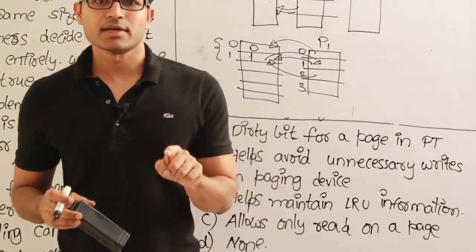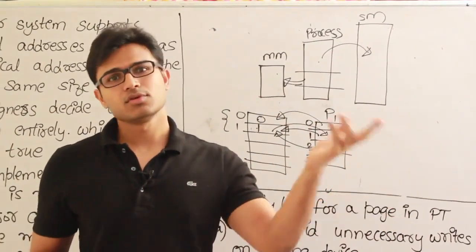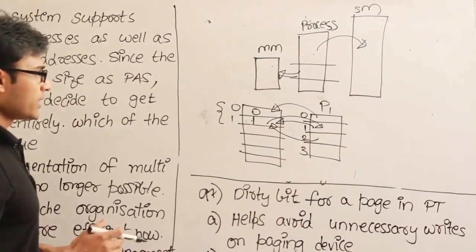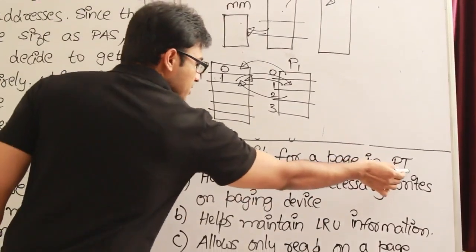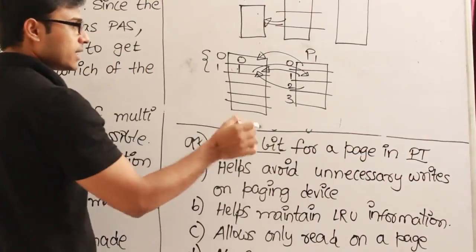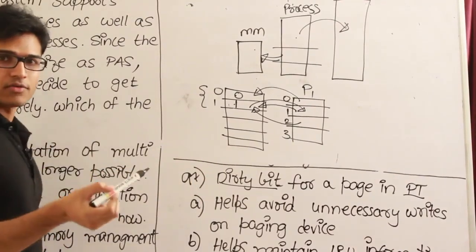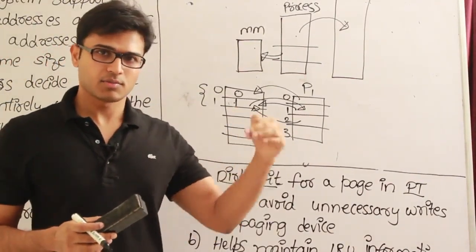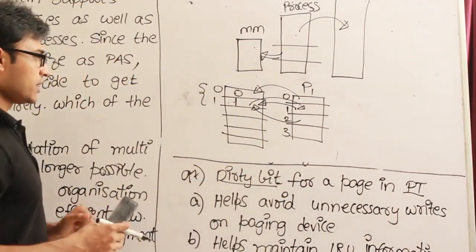If the dirty bit is set, we are supposed to write back the page, and then we are supposed to read the next page. Got it? So that is the main advantage of that dirty bit. The dirty bit will be present in the page table entry, and it indicates whether this particular page has been modified. If it is modified, then later when you are going to discard that page, you are supposed to write it back, otherwise the data will be lost, right? So that is the main advantage of the dirty bit.